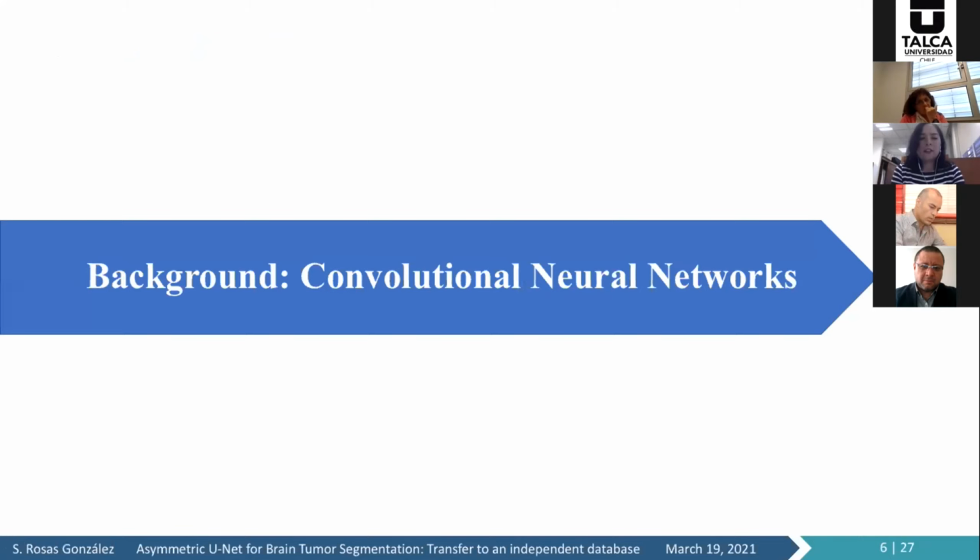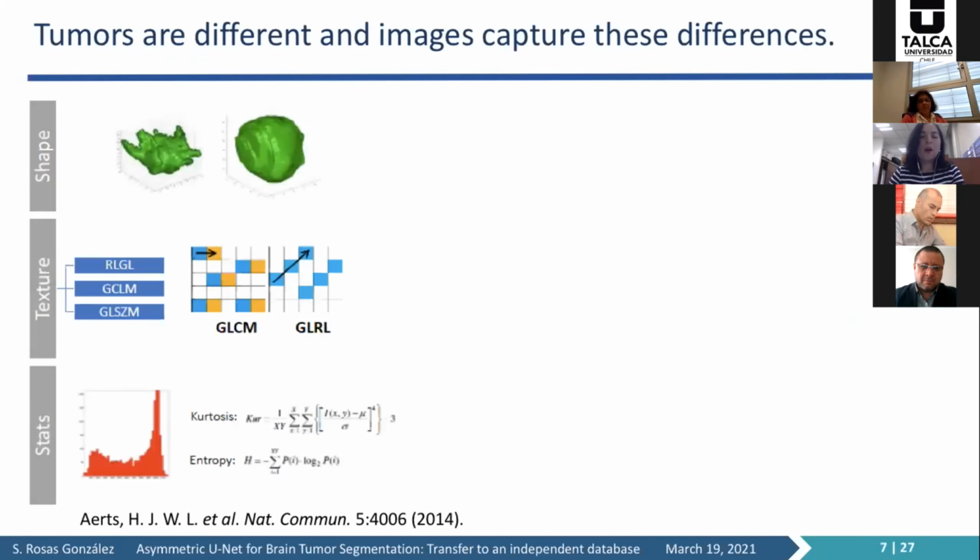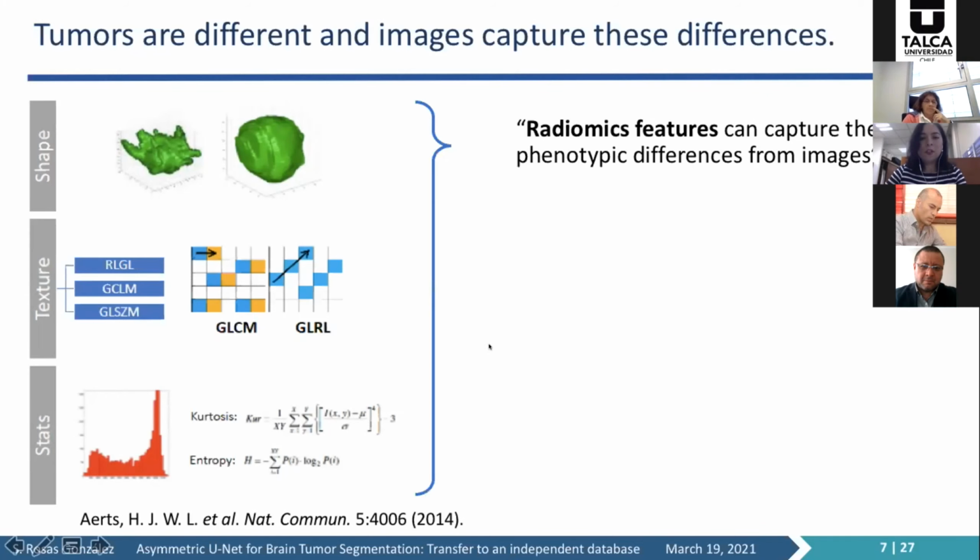In the next section, I'm going to introduce the protagonists of this story, that are the convolutional neural networks. We start from the idea that tumors are different. There are some tumors that are more rounded, others that are more spiky. Even inside the tumor, the tissue has a different texture compared with the normal tissue, and we can find this texture by obtaining the relationship between the pixel intensities inside the image. All these measurements are called radiomics features.